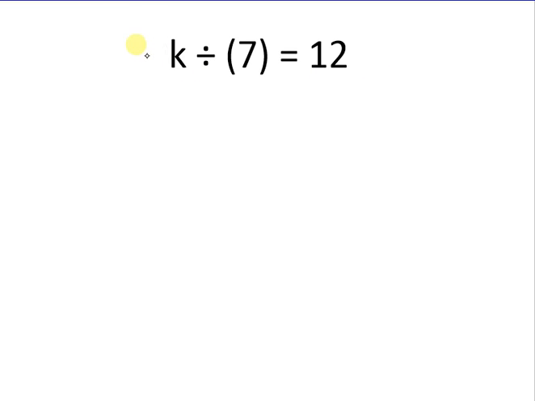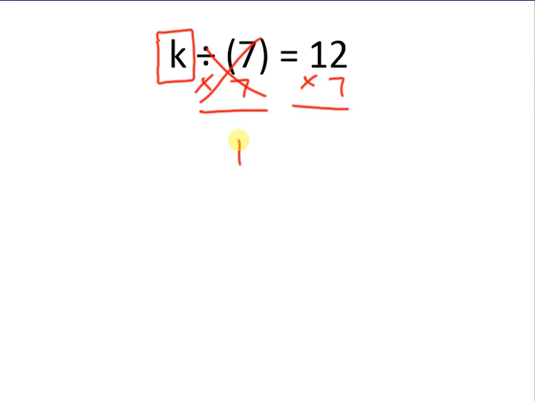All right, so step 1, box our variable. Step 2, what do we have happening? Well, we have division, clearly, because there's a division sign. What's the opposite of division? Multiplication. So we're going to do times 7 and times 7. Okay, multiplication and division cancel each other out. Bring down your K, bring down your equal sign. 12 times 7 is 84.